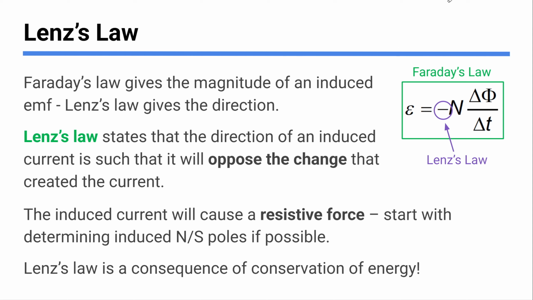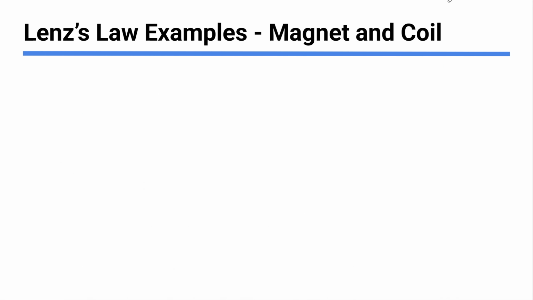And remember, Lenz's law is all about conservation of energy. This is something the IB will often ask you to talk about too, and essentially say, explain what's going on with Lenz's law. The most important thing to say is conservation of energy. All right, that's why there's a resistive force. You're turning energy from the magnet, mechanical energy, kinetic energy, something like that, into electrical energy.